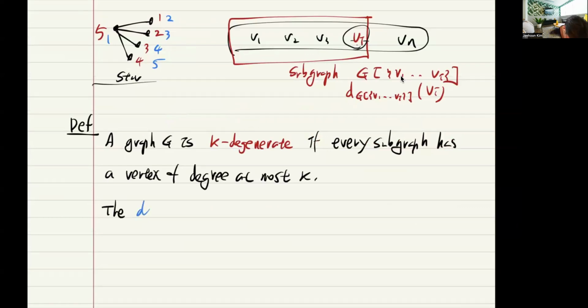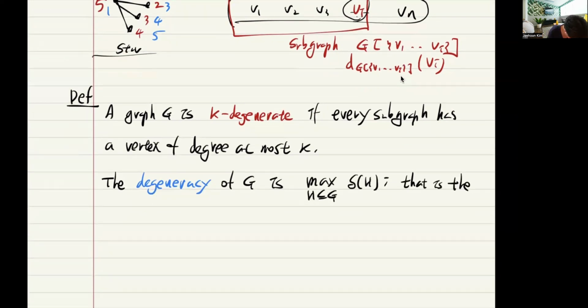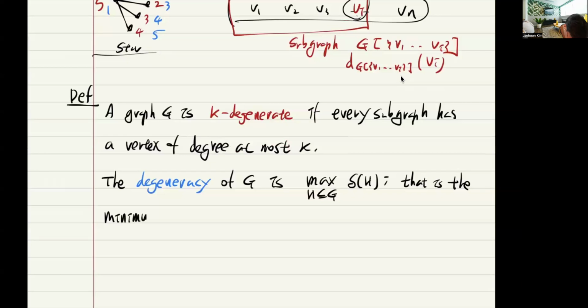And we define the degeneracy of G as follows: you take the subgraph H of G, take the minimum degree of H, do that for all H, and take the maximum out of it. That is the minimum k such that G is k-degenerate.